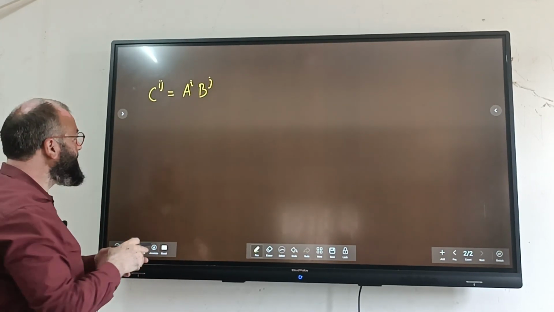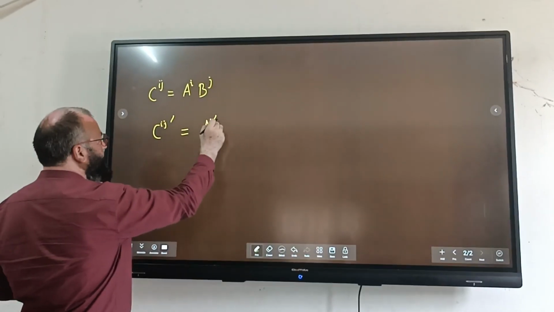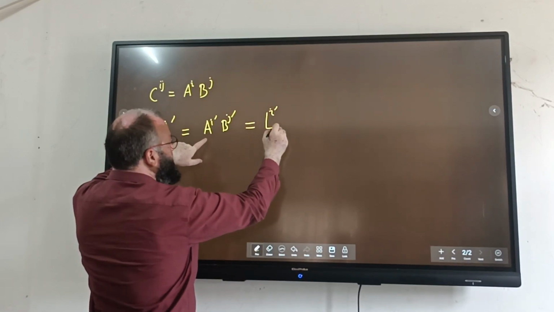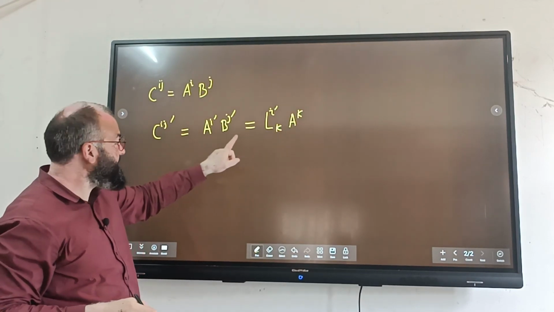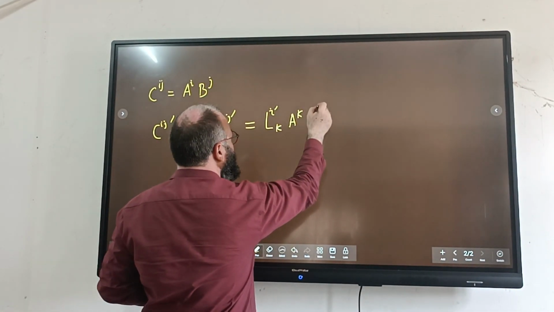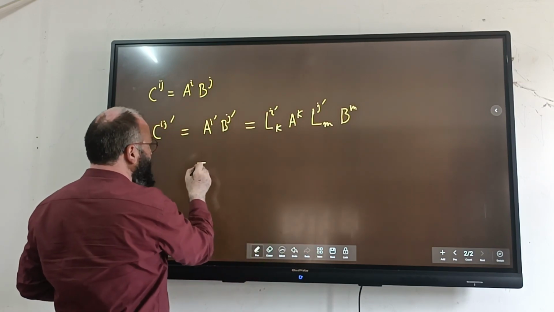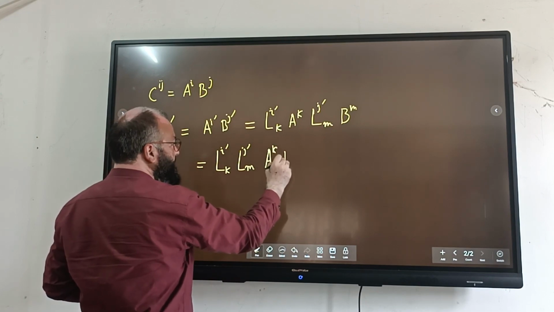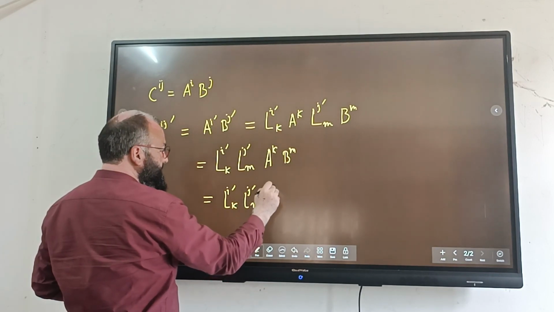Now let's look at the transformation rule. What it means: C'^ij, in the primed coordinate system, is A'^i in the primed coordinate system times B'^j in the primed coordinate system. Now A^i transforms how? You have L^i'_k A^k. Clear? For one of the indices I am putting it like this. For B, what will I put? L is a Lorentz transformation matrix. Let's write it as L^j'_m B^m. So what is now the transformation rule? You have L^i'_k L^j'_m A^k B^m, or in other words, you can write it as L^i'_k L^j'_m C^km.